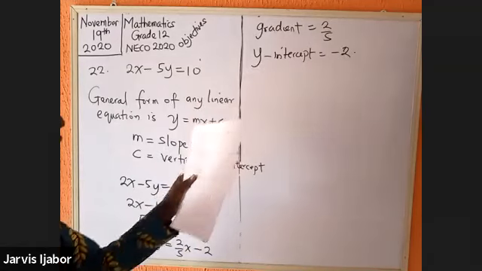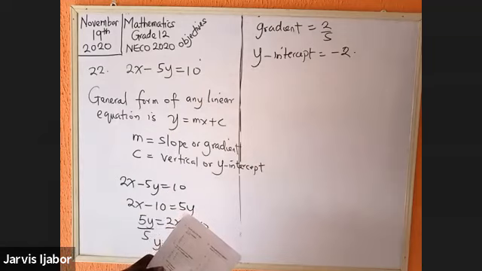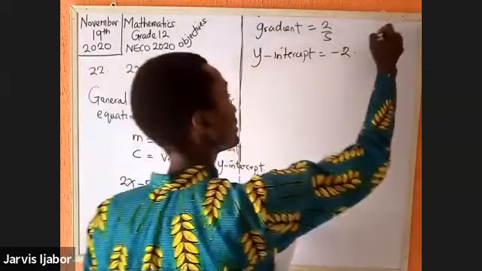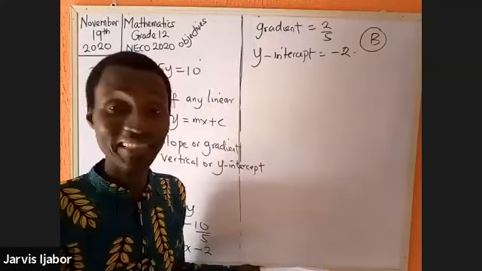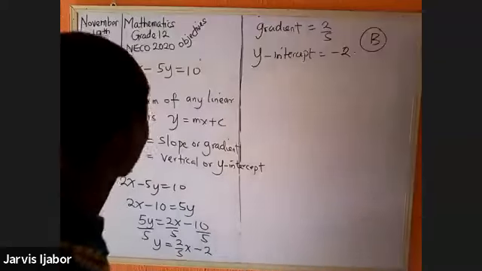Gradient is 2 over 5, and the y-intercept is -2, and that option will be B. And that's all. Nothing more than that. It's nothing. That's just it.